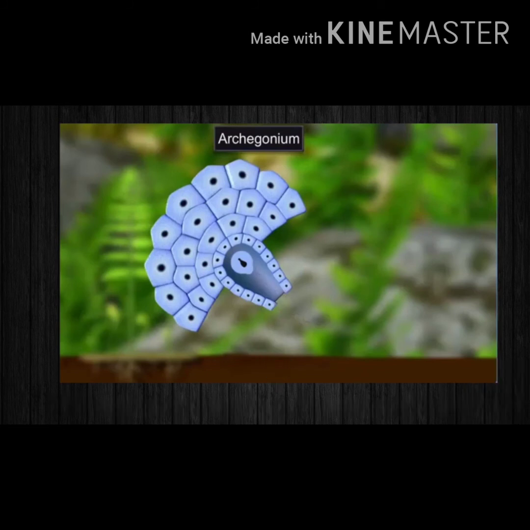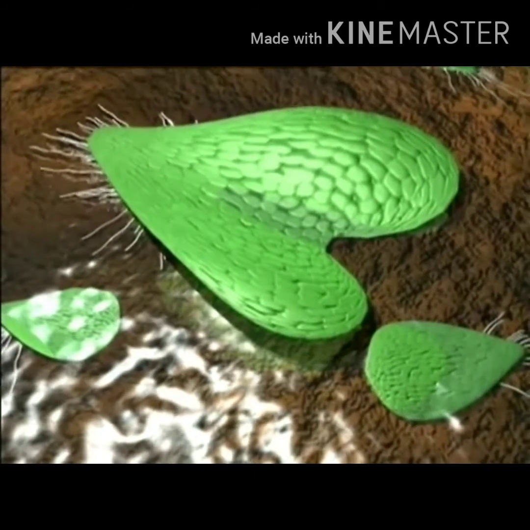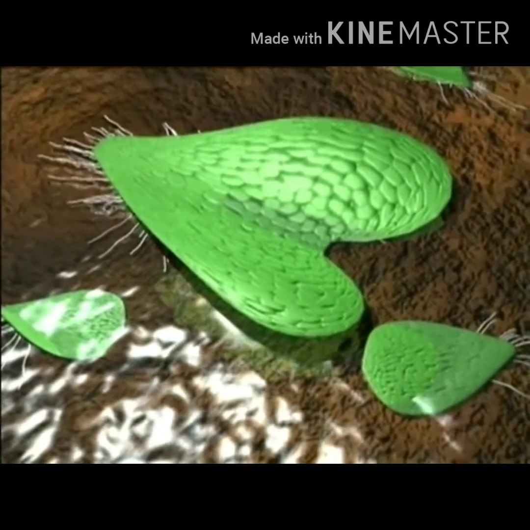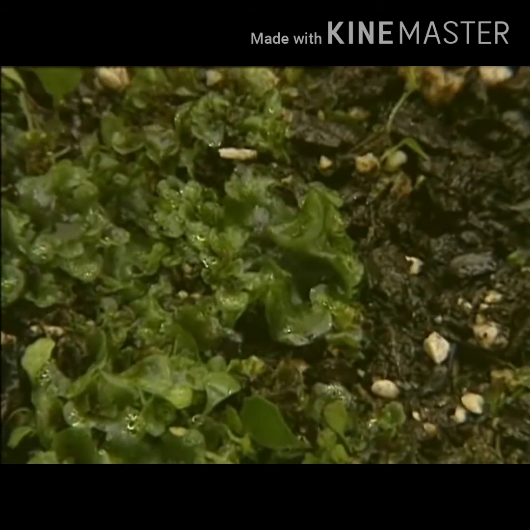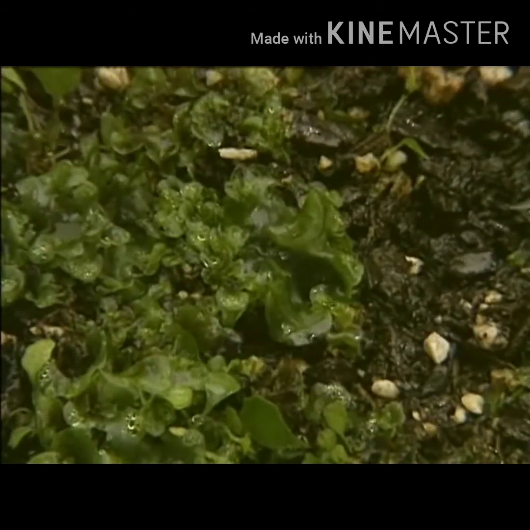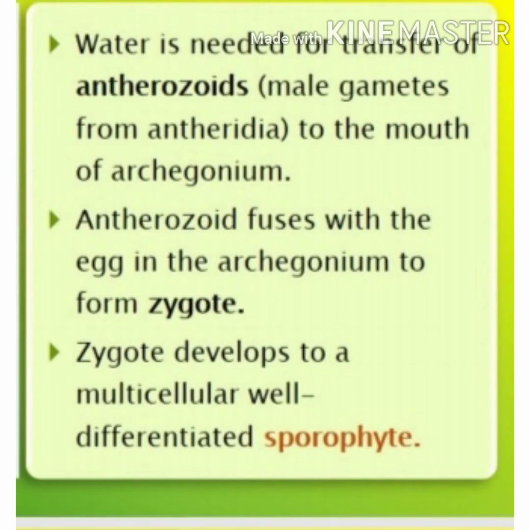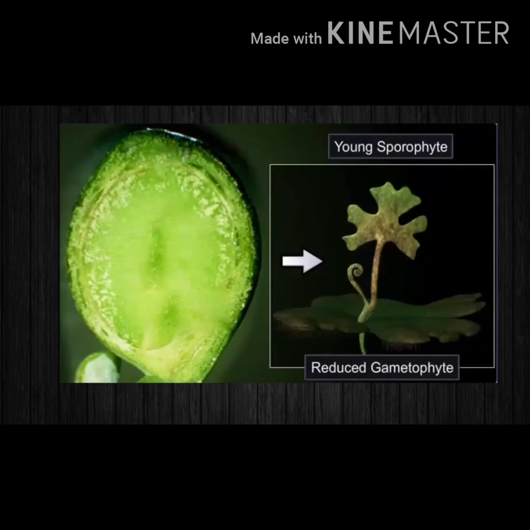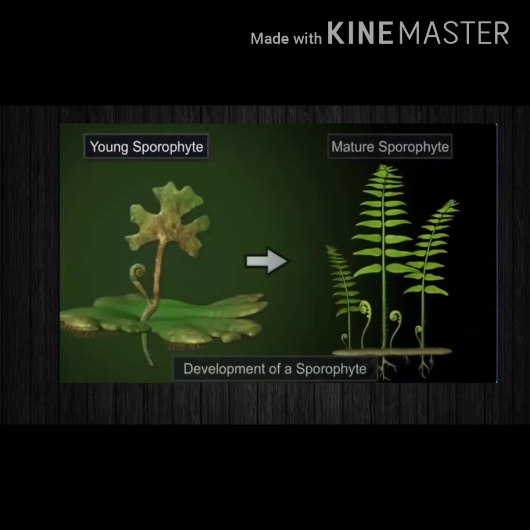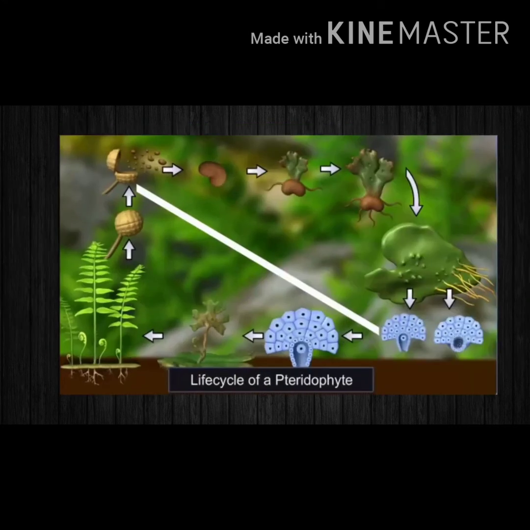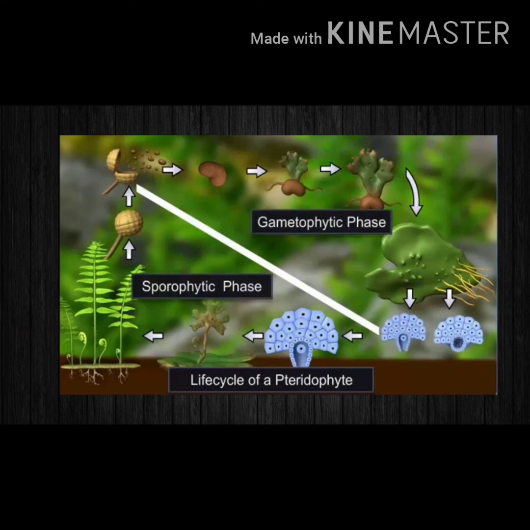The prothallus requires cool, damp, shady places to grow. Because of this specific restricted requirement and the need for water for fertilization, the spread of living pteridophytes is limited and restricted to narrow geographical regions. Antherozoids fuse with the egg in the archegonium to form a zygote. The zygote develops into a multicellular, well-differentiated sporophyte. This sporophyte bears root, stem and leaf, and the leaves again produce spores. The spores are produced through reduction division, and again the spores are liberated to form the gametophyte, and this cycle will continue.